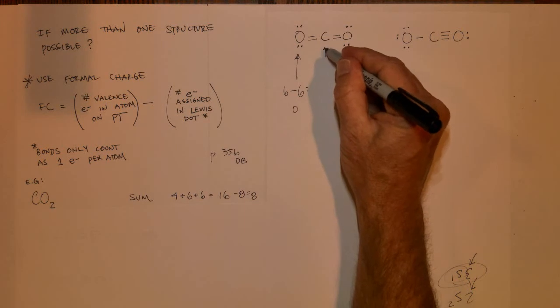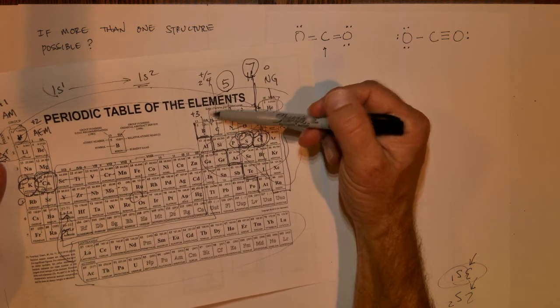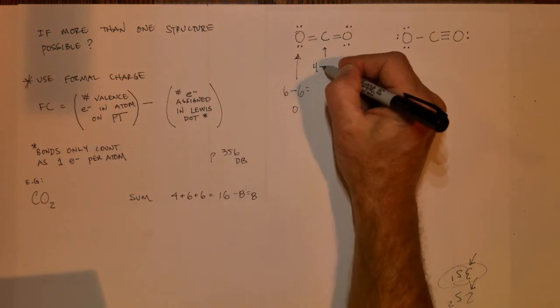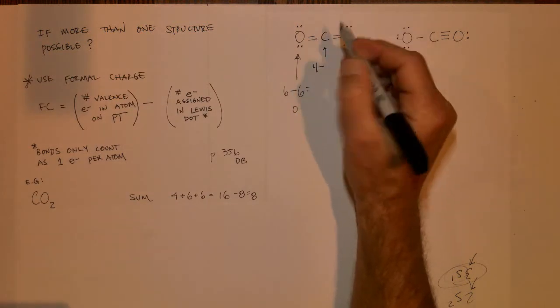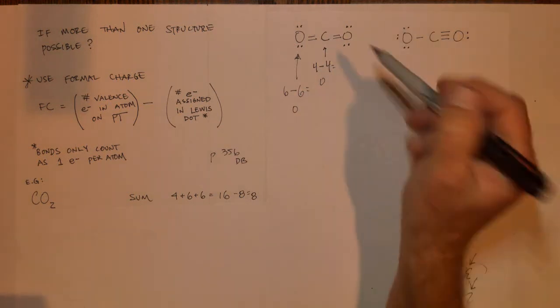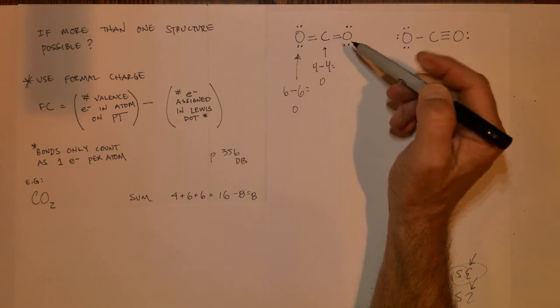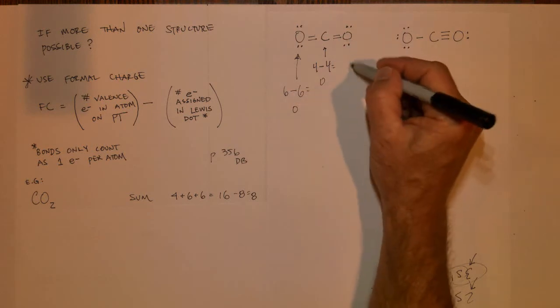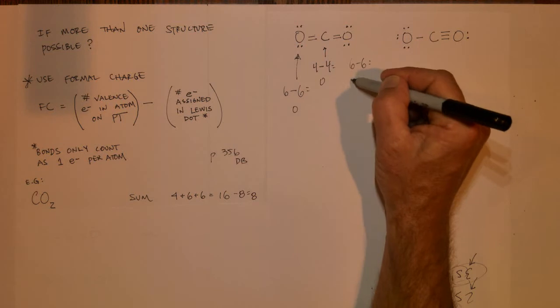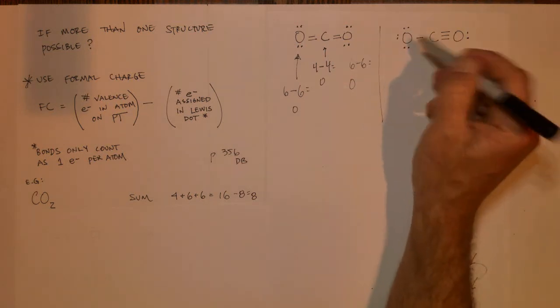All right, for the carbon, there are 4 assigned to carbon on the periodic table because it's in group 14. So 4 minus 1, 2, 3, 4. 4 minus 4 is equal to 0. 0 formal charge here. All right, how about over here? 1, 2, 3, 4, 5, 6. We know that there's 6 assigned on the periodic table already, so 6 minus 6, 0. This structure's looking good. But what about this one?